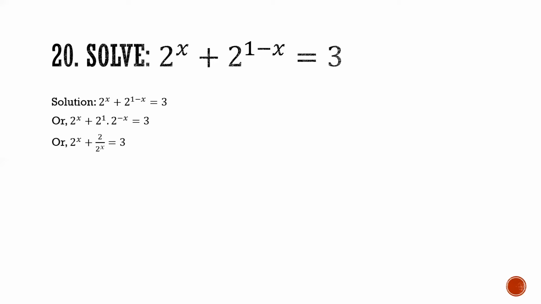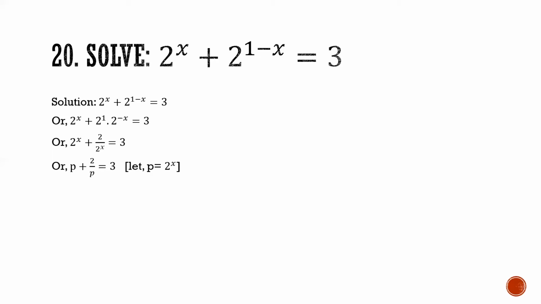Now we can write 2 to the power minus x as 1 by 2 to the power x. Doing that, we will have 2 to the power x plus 2 by 2 to the power x equals 3. As we know, a to the power minus n is equal to 1 by a to the power n. So applying that formula, we have got this line. Now we let p equal 2 to the power x. So replacing 2 to the power x with p, we will have p plus 2 by p is equal to 3.